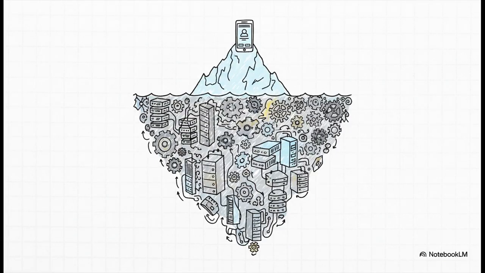Well, the secret to all that everyday magic? It's buried deep beneath what you can see. It all starts with the backend, the part of the system you never see. It's the hidden machinery that's doing all the heavy lifting to make sure your message or your photo or your order gets exactly where it needs to go.